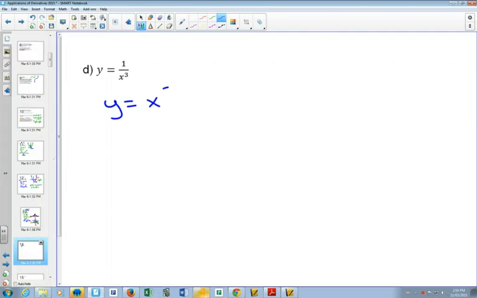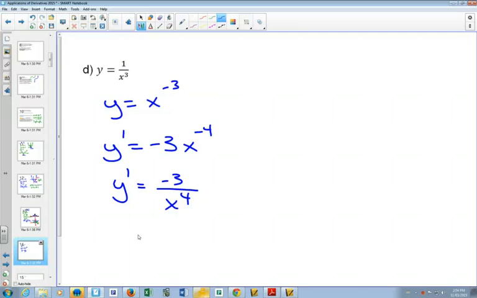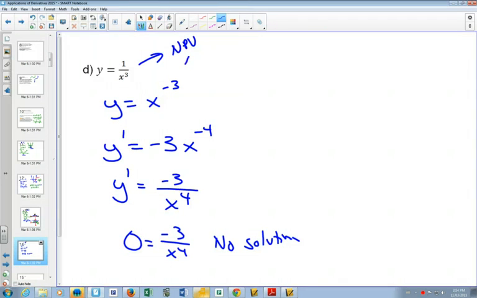Just start by writing this as x to the minus 3, then the derivative. Again, if you make this equal to 0, there's no solution to that. But if we look back at our original function here, we do have a non-permissible value. Again, x can equal 0.